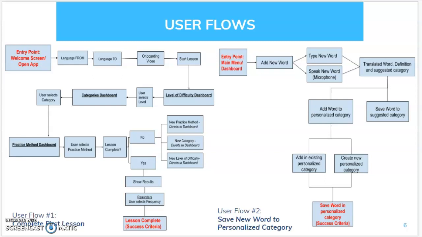The next user flow is to save a new word to a personalized category. So you would start at the main menu, you would add new word, you can either type the new word or speak the new word into a microphone, then the translated word, definition, and suggested category would populate. You can either save the word to the suggested category, or you can add the word to a personalized category. You can add to an existing personalized category or create a new personalized category, and then you would save the word accordingly.